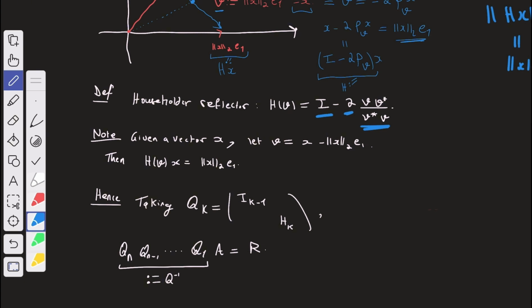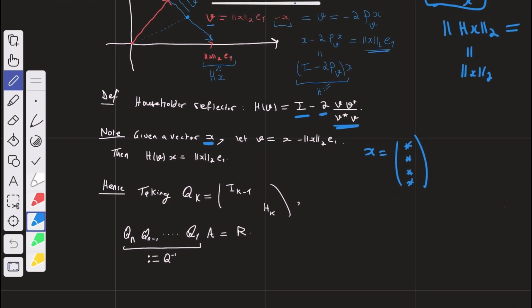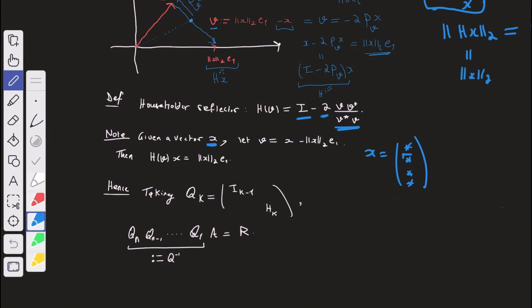The idea of the algorithm we're about to define is that, given a vector x, say you want to zero out the entries below the first entry of x.